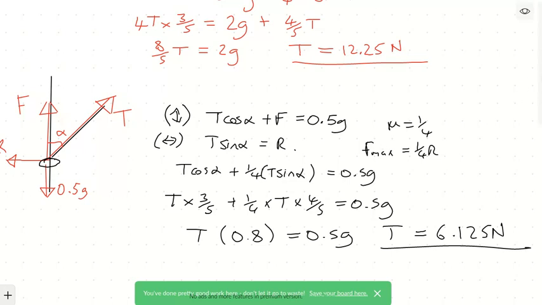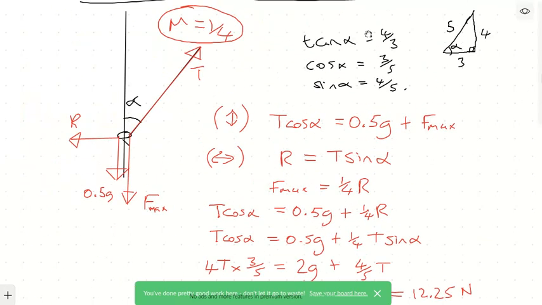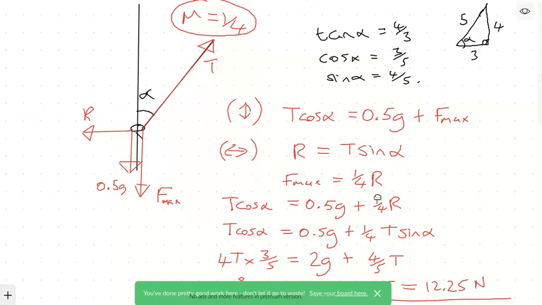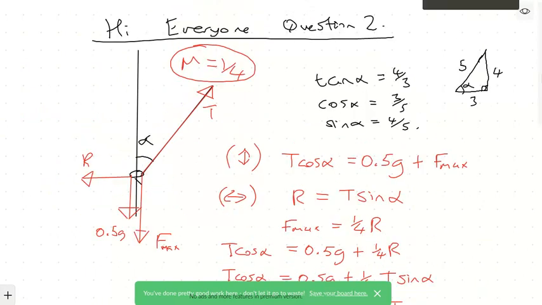Okay, I hope question 2 makes more sense now. I know that's a tough question. It didn't seem like a straightforward question to me, but that's how it works. Anyway, keep up the hard work.